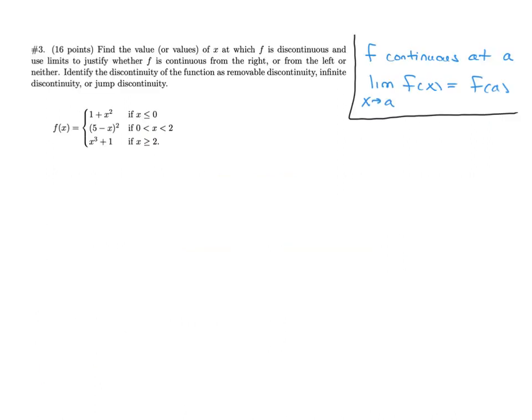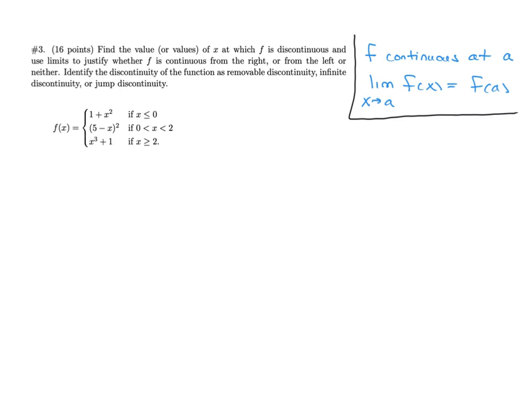In question 3, we have a piecewise defined function, and we want to determine where it is discontinuous and justify our answers. So here's the definition of continuity at a point a. That happens if the limit as x approaches a of the function is equal to f of a. There's really only two numbers to check, 0 and 2. So at x is equal to 0, is this function continuous?